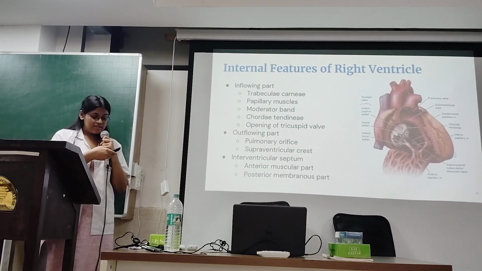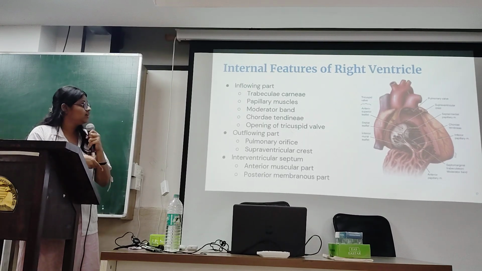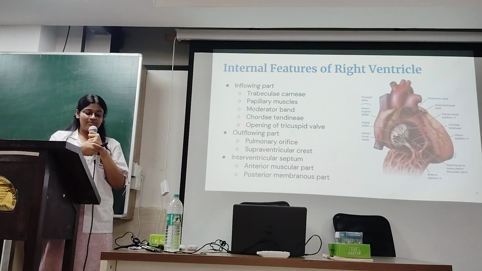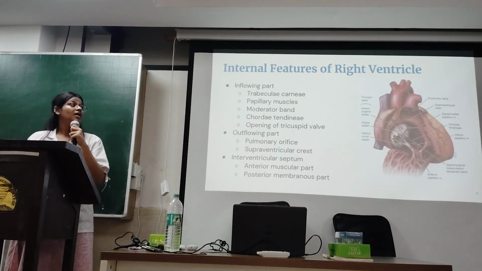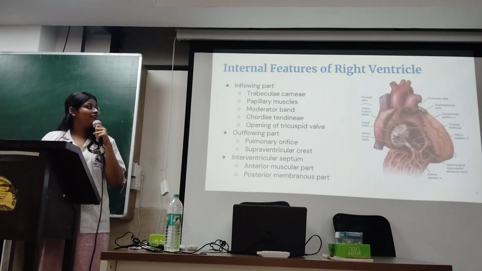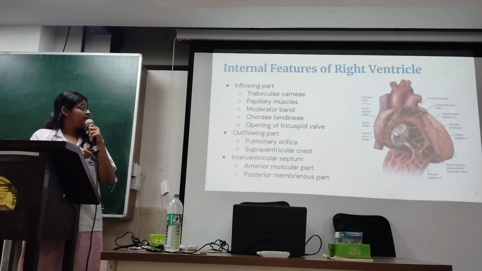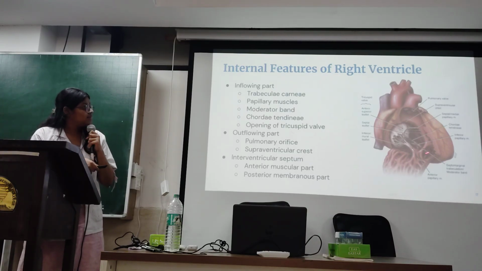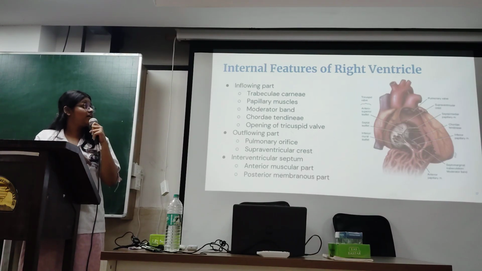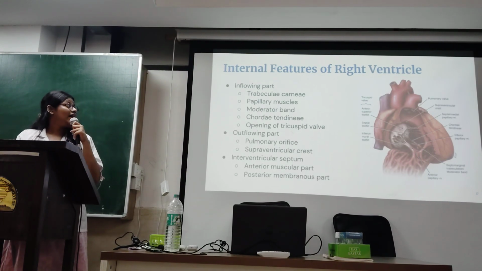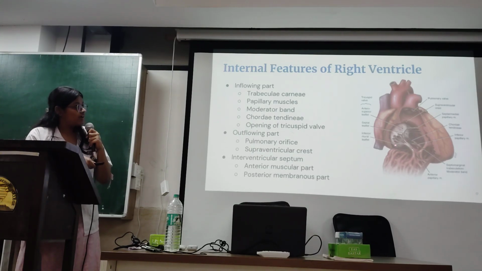So the inflowing part consists of trabeculae carneae, which are elevations of the right ventricle. There are three types: ridges, bridges, and pillars. So papillary muscles is an example of pillars, which connects the wall of the right ventricle to the AV valve by the chordae tendineae. The moderator band is an example of a bridge which connects the interventricular septum to the anterior papillary muscle, and there's this opening of the tricuspid valve.